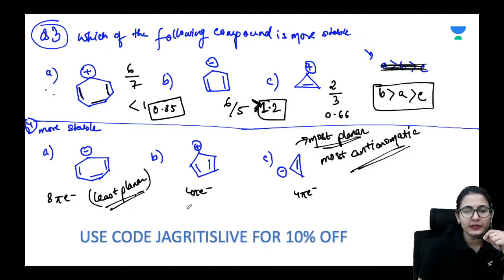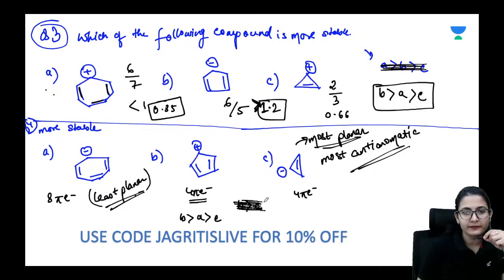What about option number B? This also once again, yes, it has fewer pi electrons. It has fewer pi electrons than A. So compare B and C, guys. B is going to be more stable than C. Yes or no? B is going to be more stable than C. And what about A? A is going to be less stable than B. So I can write B is greater than A greater than C.